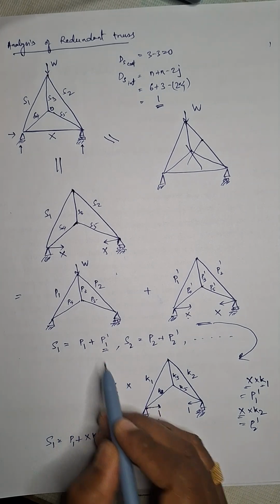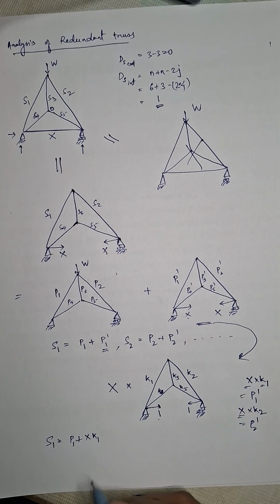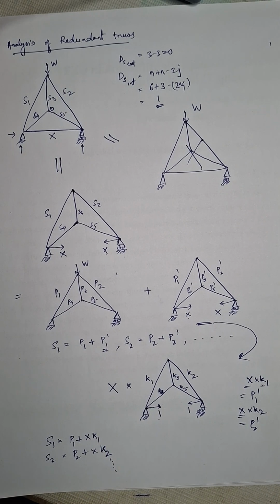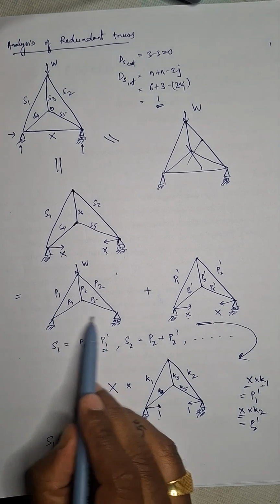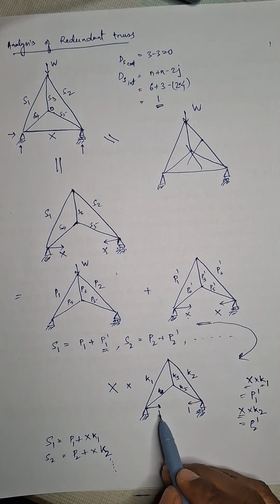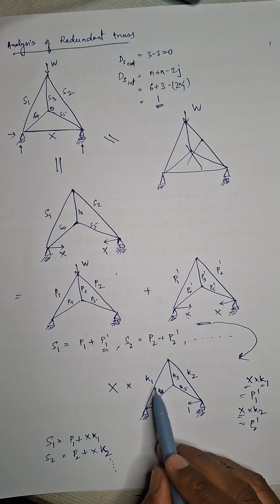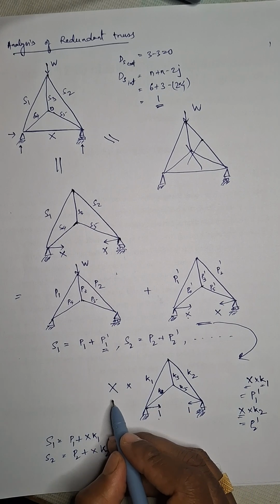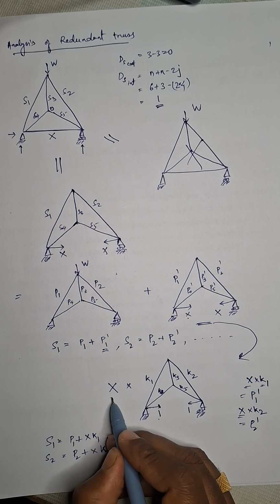So instead of P1 dash, I am writing X into K1. Similarly, S2 will be P2 plus X into K2, and it will go on. So we need to find out the member force due to the external loading system by removing the redundant member. Then, instead of the redundant member, we will apply a unit force and find out the member forces K1, K2 up to K5.